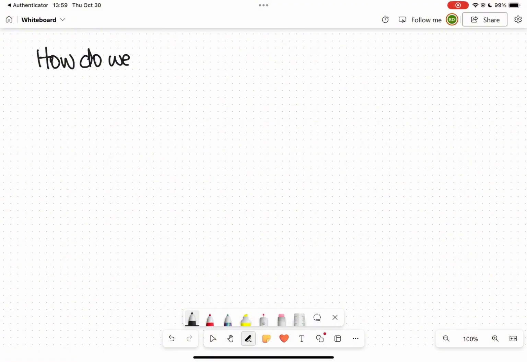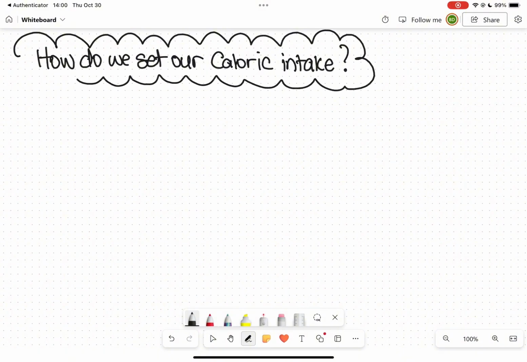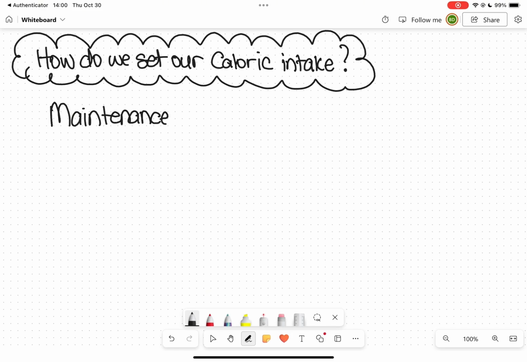The first thing we're going to be talking about, arguably the most important, is how do we set our appropriate caloric intake to achieve our goals. By finding our maintenance caloric intake for the day, we're going to be able to manipulate those numbers accordingly depending on if we want to bulk, cut, go on a slight surplus, a slight deficit, whatever the case is. Finding our maintenance is going to be the way to go.